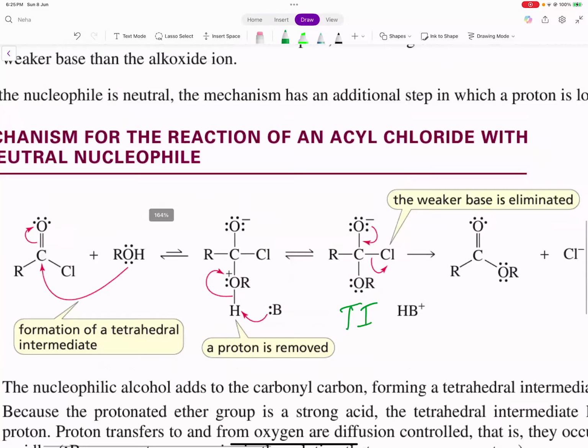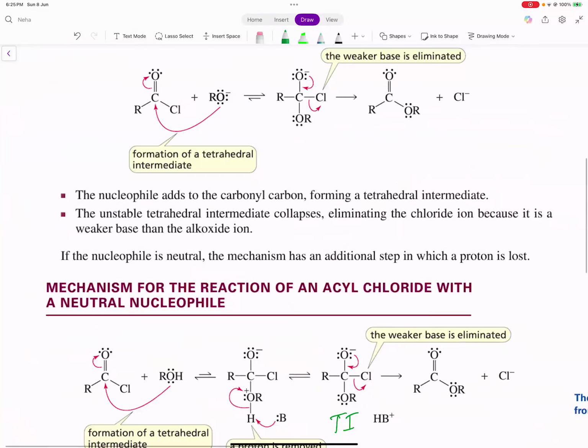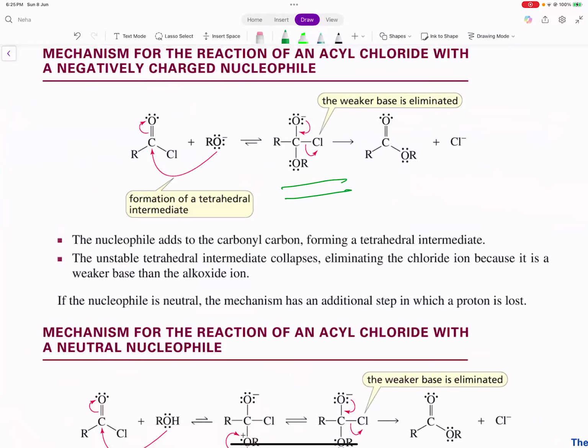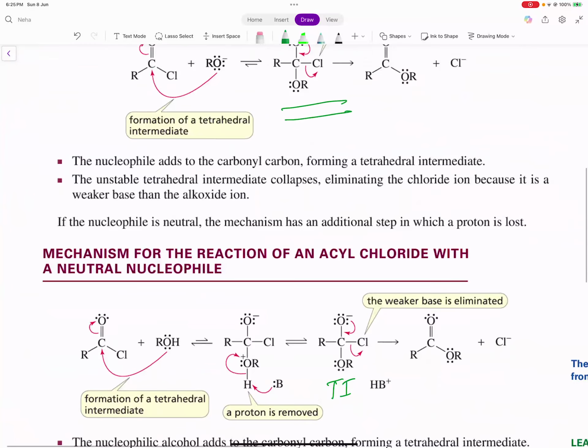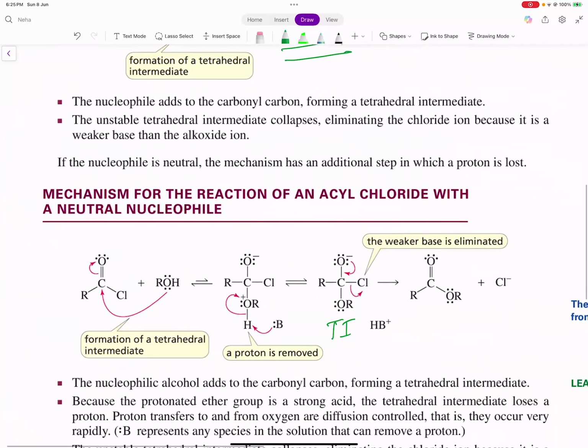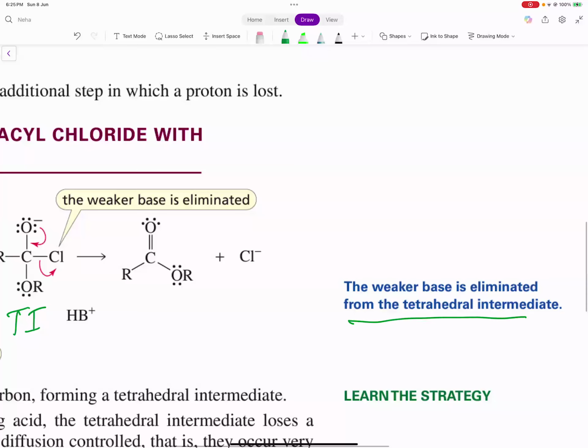See, these are both tetrahedral intermediates. Whether the nucleophile was negatively charged or neutral, the tetrahedral intermediate from which the weaker base is getting eliminated is the same thing. Then it is knocked out.